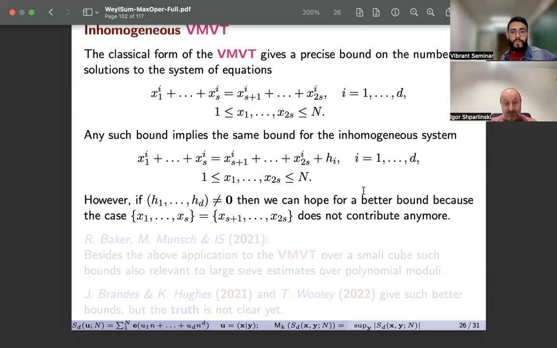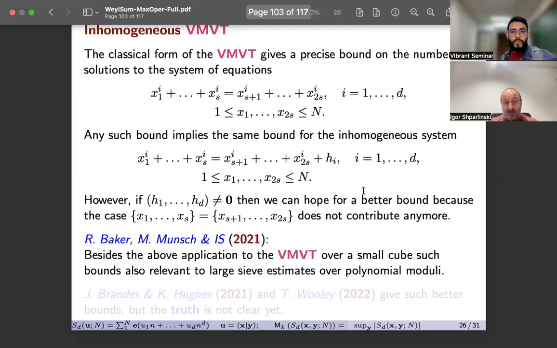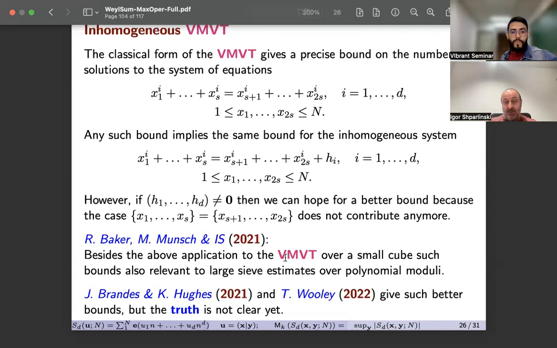And in fact, this equation appeared in several applications very recently. For example, in a paper with Roger Baker, again, Marc Munsch and myself, we wanted a result of this type in our applications to the large sieve estimates of polynomial moduli. So we wanted this result, and we asked Julia Brandes whether she could prove it, and she actually did, and then later she worked with Kevin Hughes. And a little bit later, Trevor Wooley improved on the result and obtained a bound which is stronger than a direct application of what we know for the homogeneous system. Well, disappointingly enough, their bounds are still not strong enough to help us. With their bounds, we would still lose to other methods. So we couldn't apply them here, but we applied it in our project on restriction theorems.